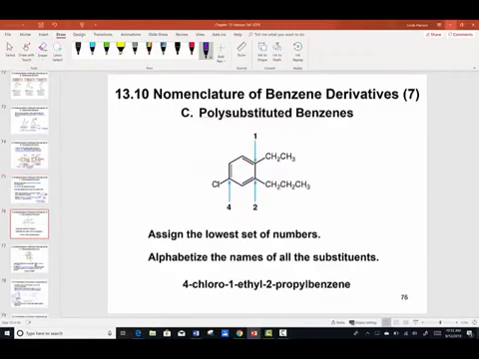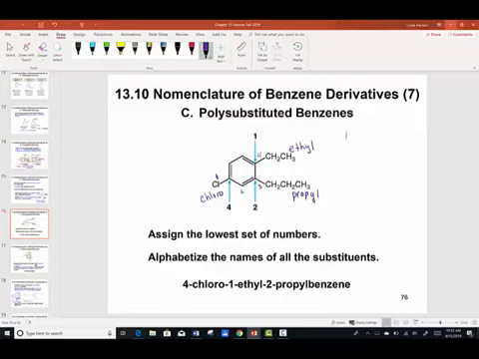If we have a polysubstituted benzene, we just think about alphabetizing and making sure the numbers are in the lowest position possible. Here I have an ethyl group, here is a propyl group, and here is a chloro group. Beginning with the alphabet, we may be tempted to call chloro position 1, but that would put this at carbon position 3 and 4.